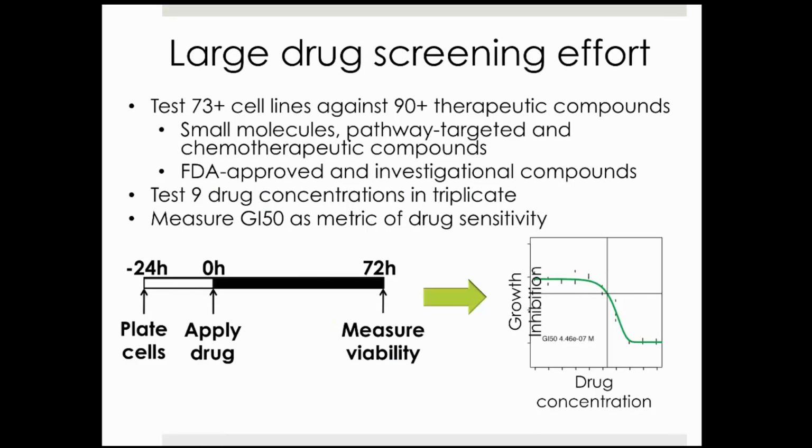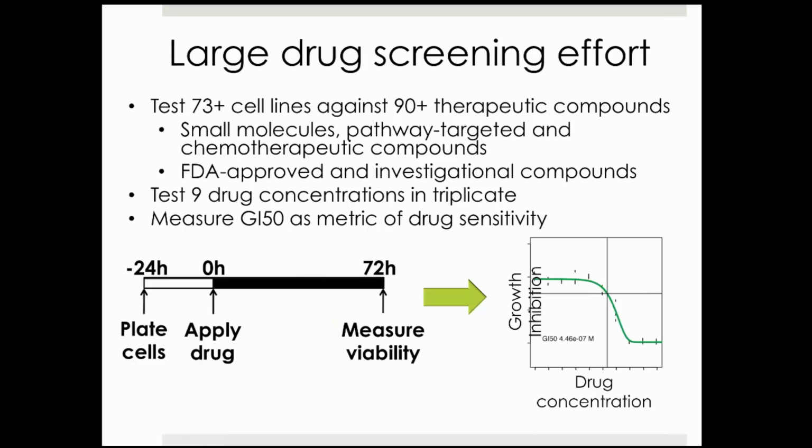It's worth spending a few minutes describing what the drug response data are that we have. As I mentioned, we have about 70 different cell lines that have been screened against about 90 therapeutic compounds. These compounds include small molecules, pathway-targeted therapies, and also chemotherapeutic compounds, and they are composed of both FDA-approved and investigational compounds. The assay tests 9 different concentrations in triplicate following 3 days of treatment, which is shown schematically by the little time bar on the left-hand side.